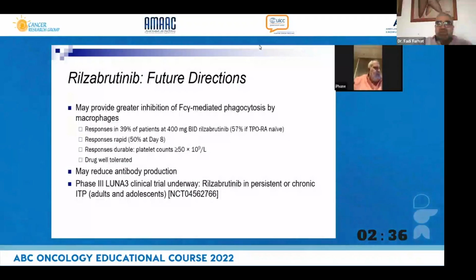And the phase 3 trial, Luna 3, is underway, exploring the drug in persistent or chronic ITP. Next slide, please.